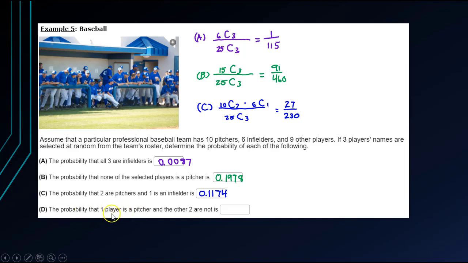And the probability that 1 player is a pitcher and the other 2 are not. So I'm going to have 10C1, and since there's 15 non-pitchers, I'm going to have 15C2 on top being multiplied together over 25C3, which is 21 out of 46, which is 0.4565.